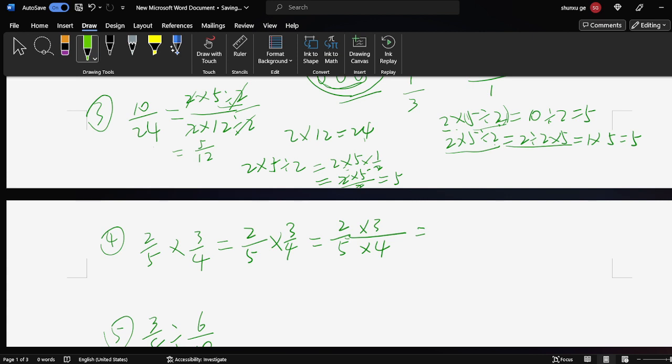So we can find 2 is an even number. 4 is an even number. So we can find some same factor. So 2 times 3, 5 times 4, we can write 2 times 2. Okay, so 2 is a factor, the same. So we divide by 2 the same time, cancel. So our solution is: the numerator is 3, the denominator is 5 times 2 is 10. Okay, this is our solution.